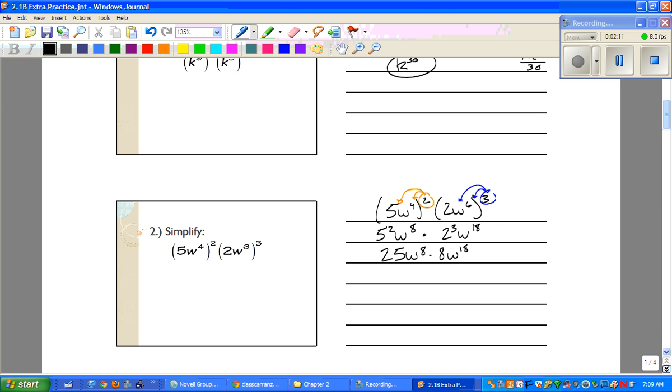All right, so here you're going to multiply 25 times 8. Off to the side, 5 times 8 is 40, carry the 4. 8 times 4 is 16, plus 4. So we get 200. And then you're going to add the exponents, and you get 26. So 200w to the 26th.